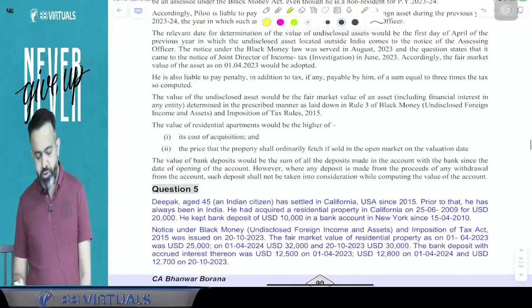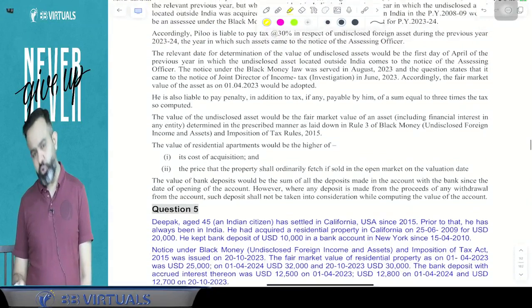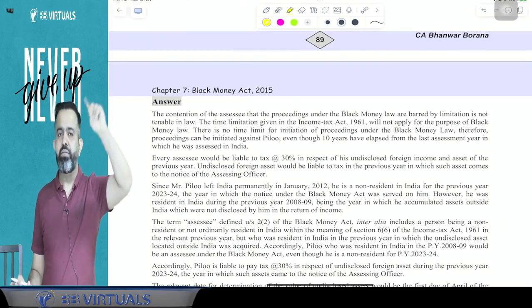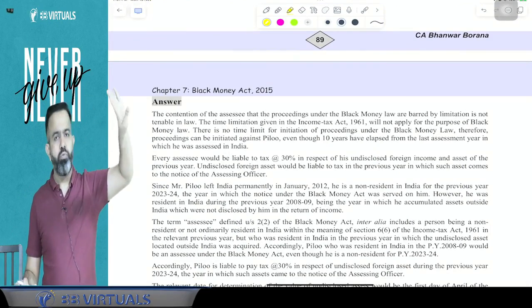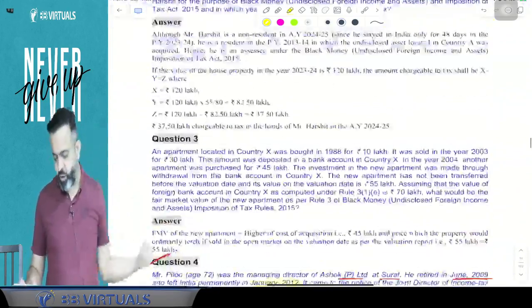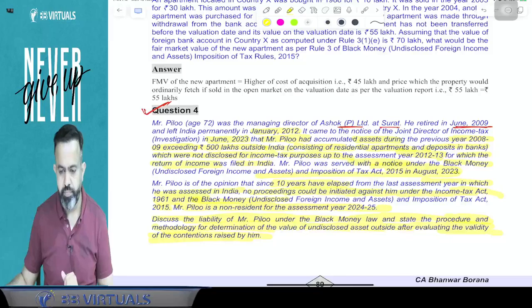So just read the solution of question number 4 also. And guys, I can bet you in the examination you will get the same question or a similar question for 4 marks. So just read the solution of question number 1 and the solution of question number 4.